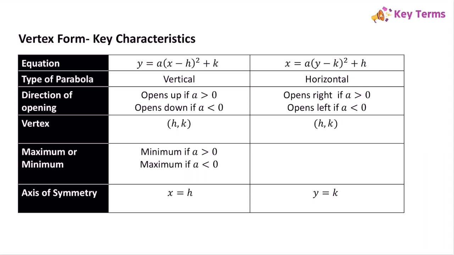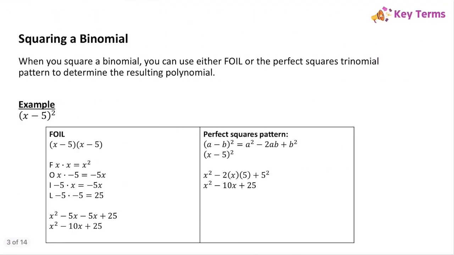We can also determine the direction of opening and the vertex, and for vertical parabolas, we can determine whether the vertex is a maximum or a minimum. We can also use the equation to figure out the axis of symmetry. Another thing that I want to remind you of that we'll be using in today's problems is how to square a binomial. So for example, if we have x minus 5 squared, you can expand that out using either FOIL or the perfect squares pattern.